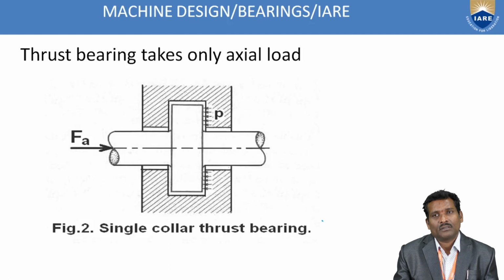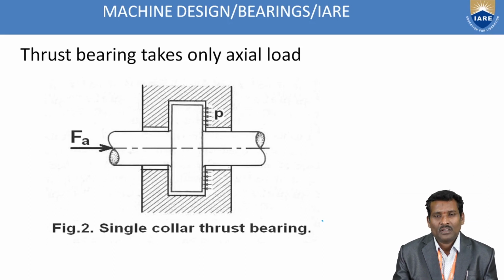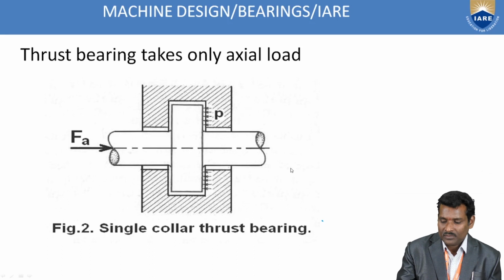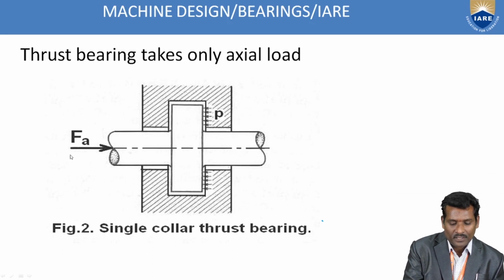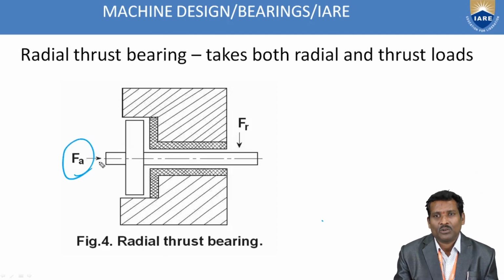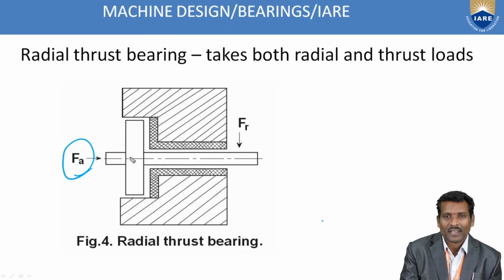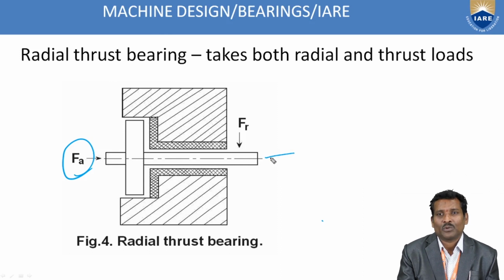In the axial load case, this type of bearing carries only axial load. So it allows only axial load. In this diagram, you can find FA is the axial load acting axially. So it means the load axis is parallel to the shaft axis. This is the shaft axis. So parallel to the shaft axis.